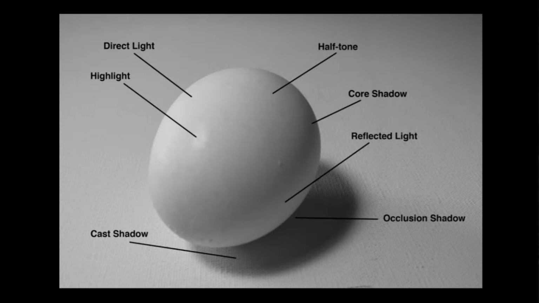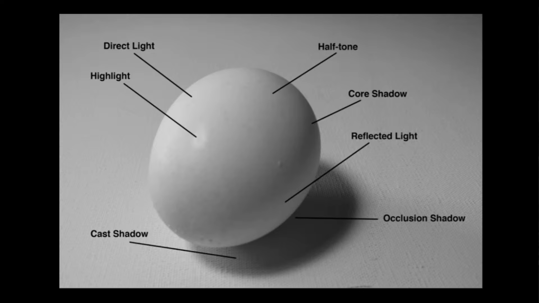Then we have the halftone areas on this light side as well. The halftone is where the lighter values start turning into the darker values, or the shadow side of the object. We see this gradient where the lighter values turn softly into the darker values. That is still the light side.